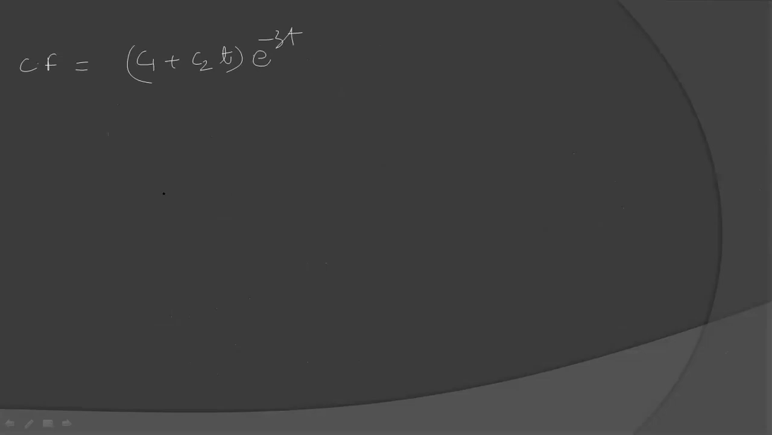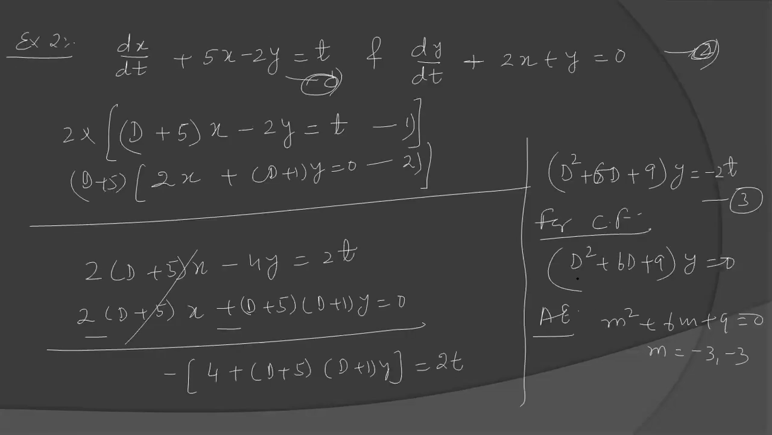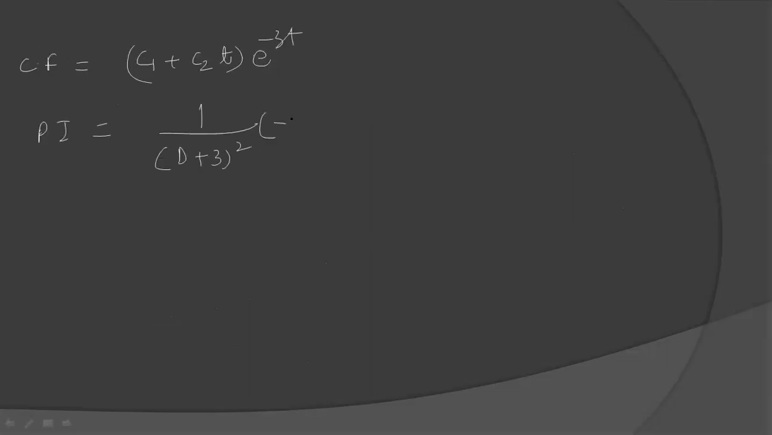This is your CF. Now the particular integral is 1 over (D plus 3) whole square, and the right side is minus twice t. It's a polynomial function, and for the particular integral of a polynomial function, I told you, expand the binomial and make the constant term 1. So take 3 common, so 3 square, that will be 9.